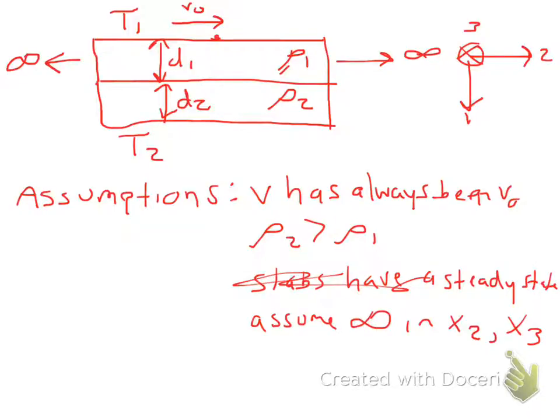No, I don't have room to write anything else. What about the specific heat and the conductivity? Can we just say those are constant? Yeah. Okay. And these are constant. Okay. So the first case we looked at was if there's no friction between the two slabs.